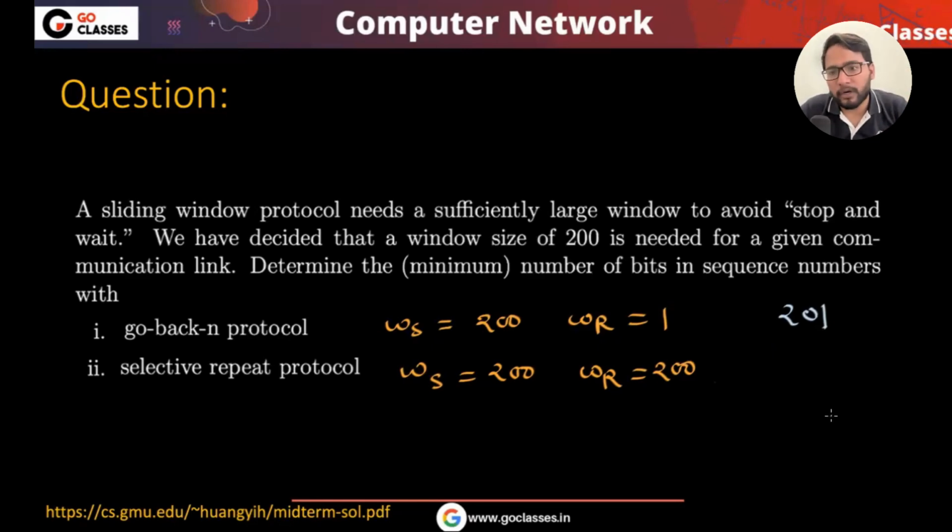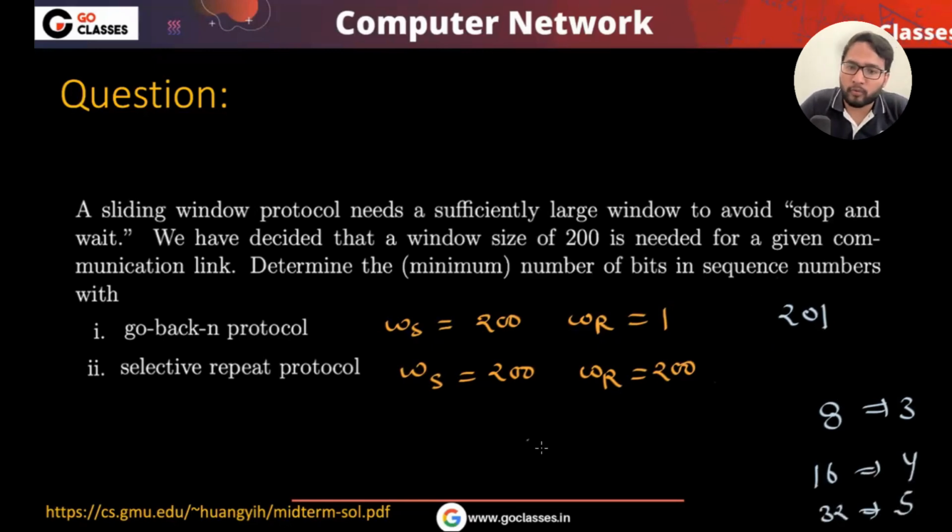If you want 8 sequence numbers, you need 3 bits. If you want, let's suppose, 16 sequence numbers, you need 4 bits. If you want 32 sequence numbers, you need 5 bits, right? If you want 201 sequence numbers, then you need log of 201.